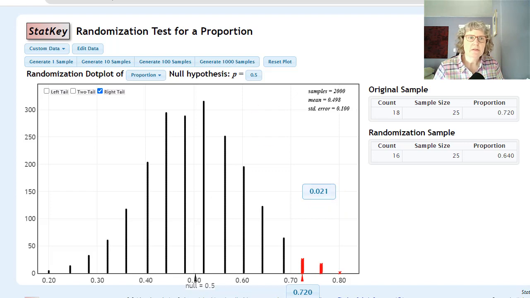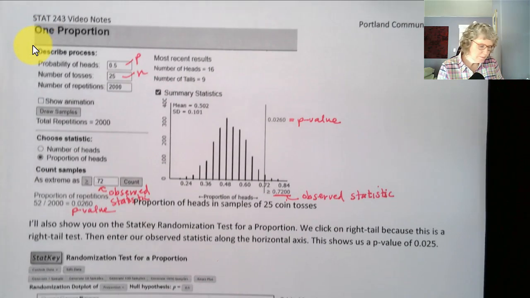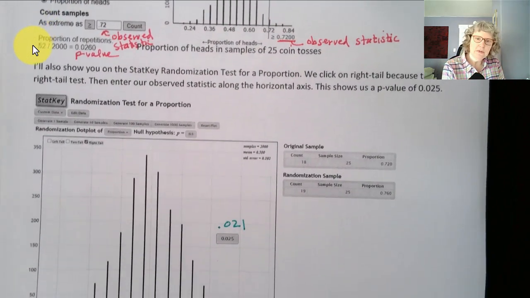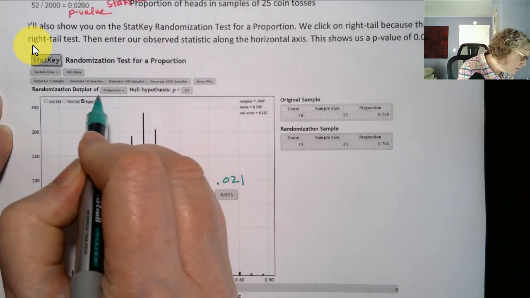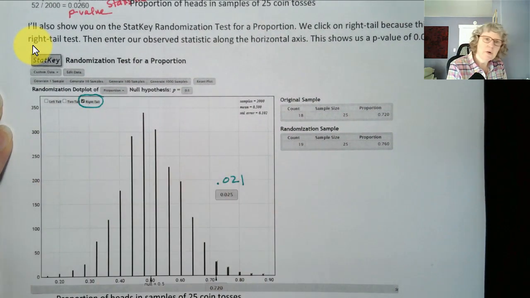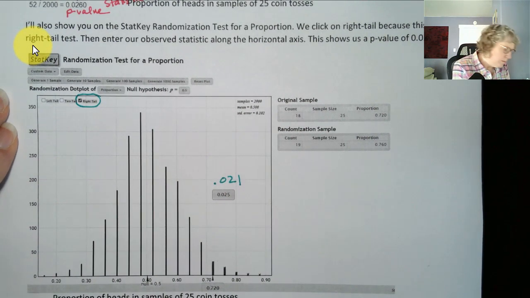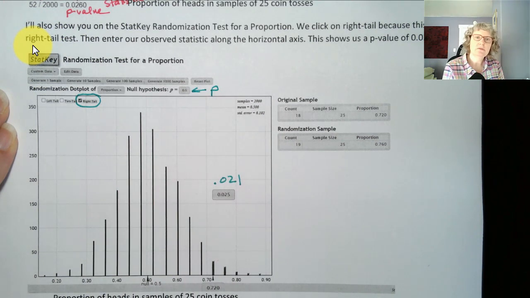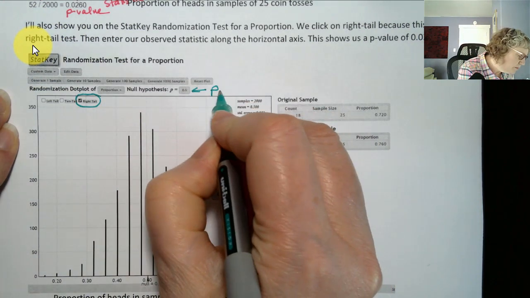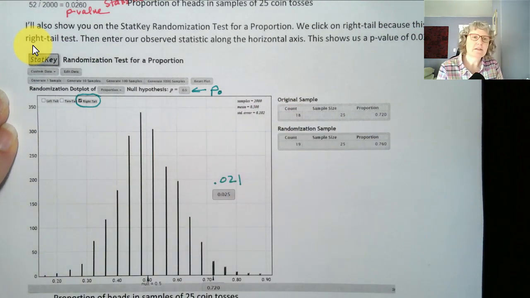Let me go back to the notes for a second. So here's the screenshot of the one that we just did, and I'm going to circle a few things. I'm going to circle that we clicked on right tail. But even before that, we had to put our p in for the null, right there, that 0.5. And actually, I'll put a p0 because we're going to learn that that's the null value.